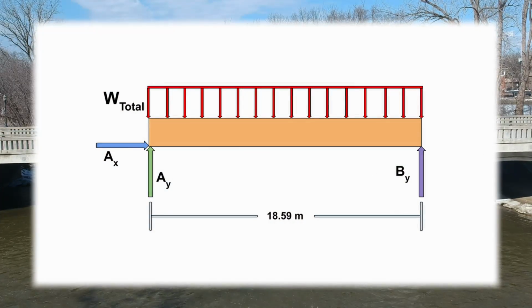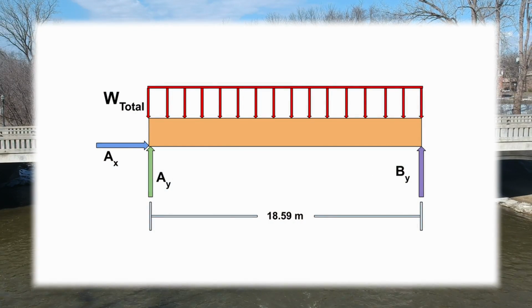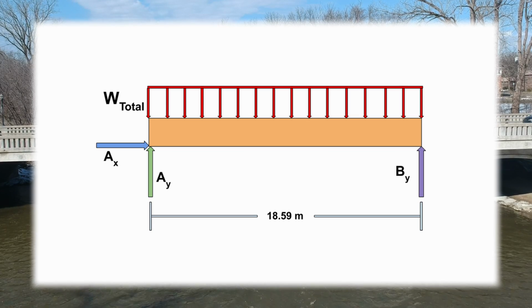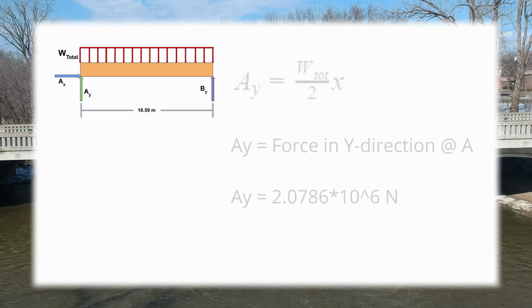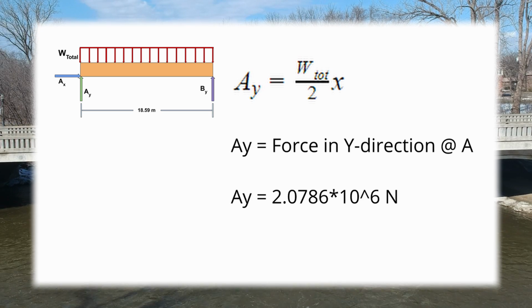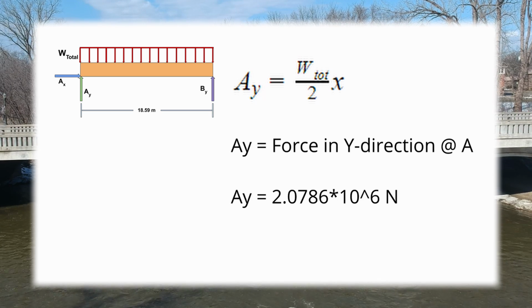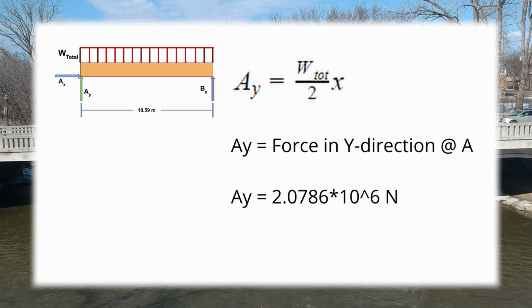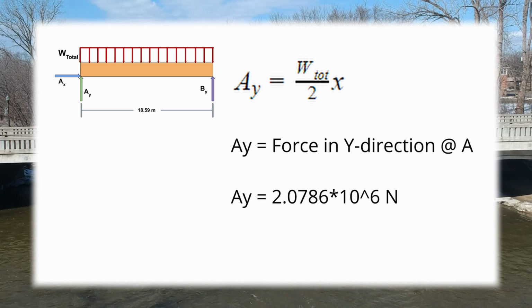When using our free body diagrams, our first step towards solving for shear force and bending moment was to find the force Ay on the bridge. To solve for that, we used the equation W total divided by 2 times the length of the bridge section. Once we had the force Ay, we could move to our free body diagram and solve for the shear force and bending moment.